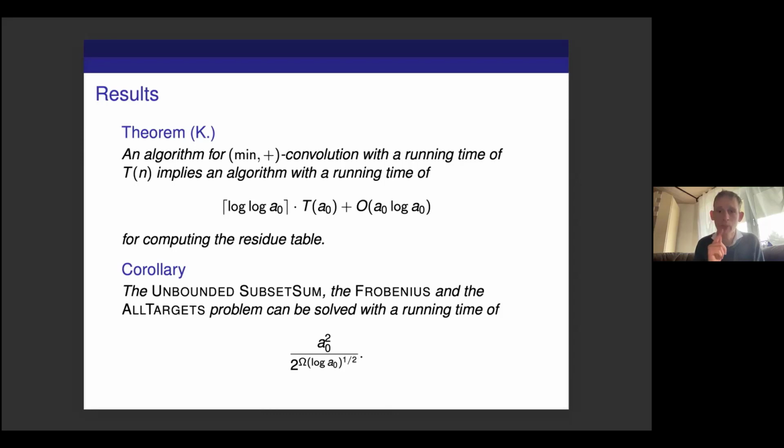the algorithm of Bücker and Liptak is more efficient if n is very small. But if the number of items is close to A0, then this algorithm will be more efficient. And yeah, this term is a bit hard to parse, but you can just think of it as growing faster than any polylogarithmic function. So it's nearly subquadratic in a sense.